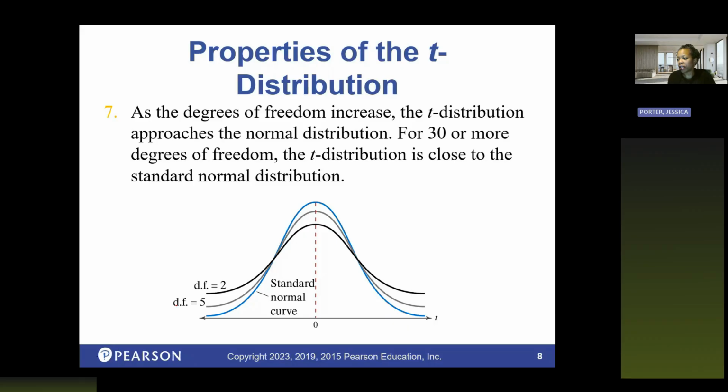Notice we got in the blue, there's a standard normal curve. But if you have degrees of freedom of 5, notice how the n gets a little bit thicker, and degrees of freedom of 2, the n gets a little bit thicker as well, in addition to what it was at the degrees of freedom of 5. For 30 or more degrees of freedom, the t-distribution is close to the standard normal distribution.